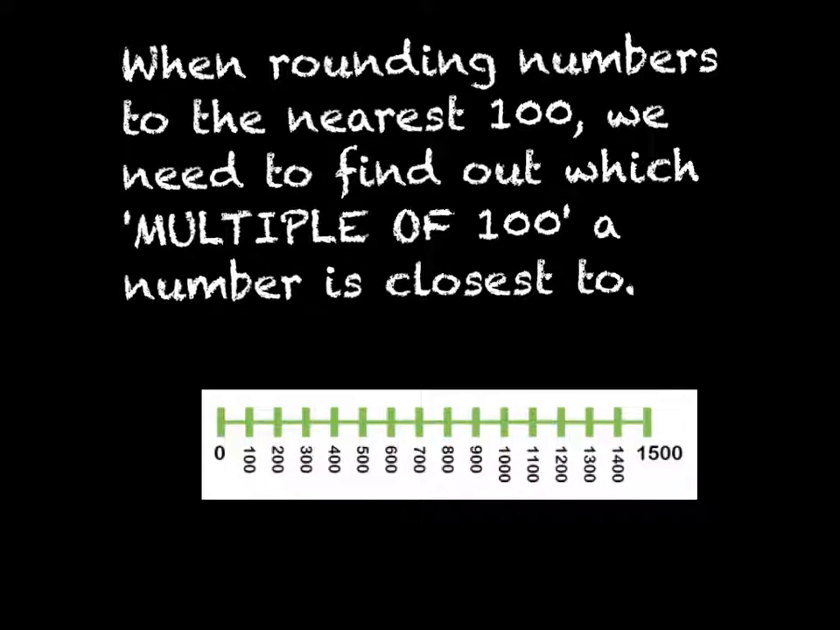to. So the multiples of 100, we're counting in hundreds: 100, 200, 300, 400, and so on, and past 1,000, 1,100, 1,200, 1,300, and so on.